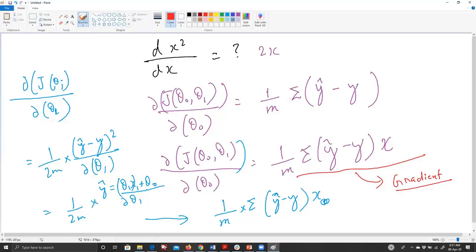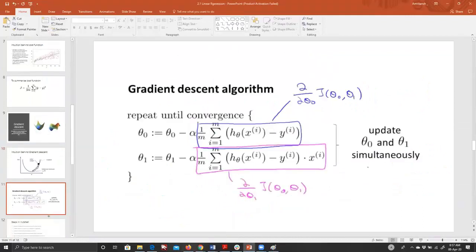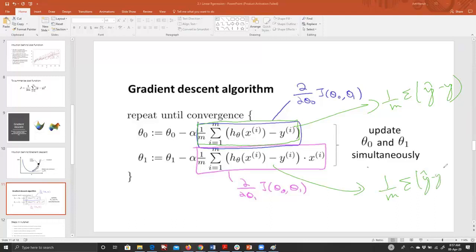Now what you have to do is update. So let me show you the equation. You can see basically this is the part of the update. So basically this is nothing but 1 by m summation y hat minus y. And this is nothing but 1 by m summation (y hat minus y) into x. Okay.